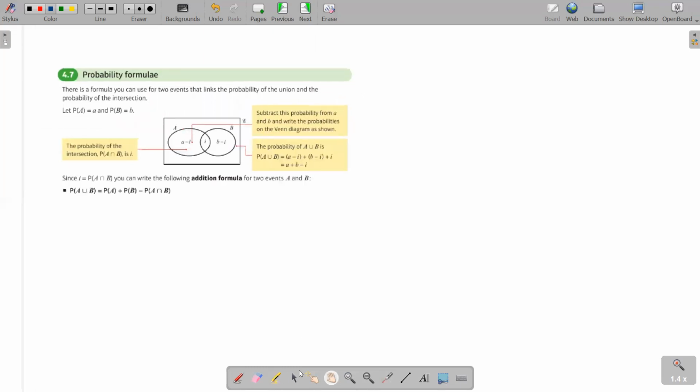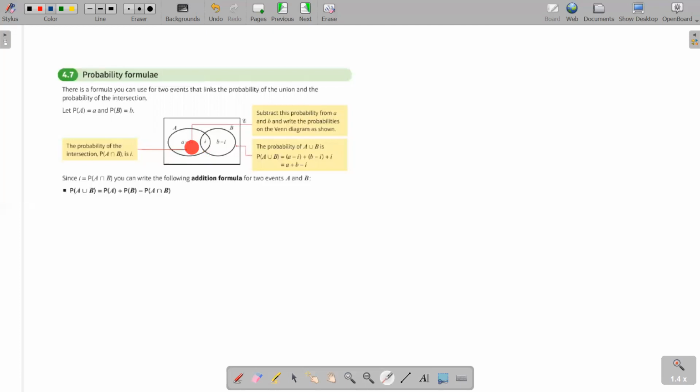You guys can understand what's going on here, right? They are saying the probability of the first big circle, capital A, is simple A, and the probability of the set B, capital B, is simple B. And they say the intersection, the probability in the middle, is equal to I.